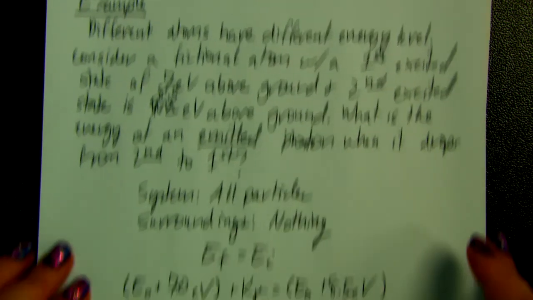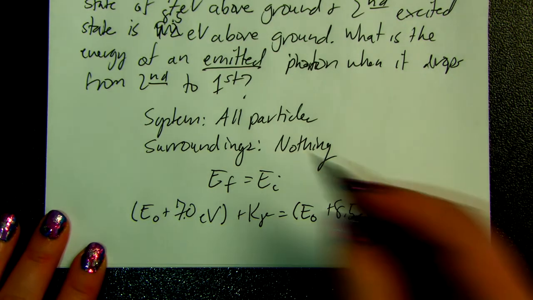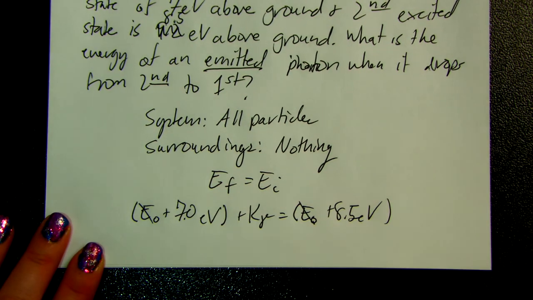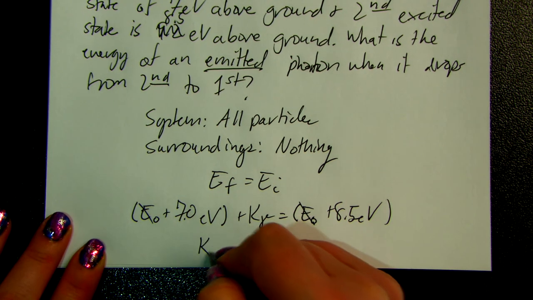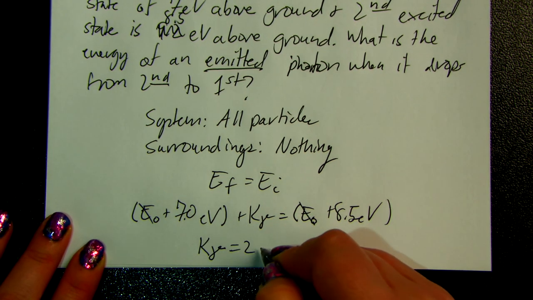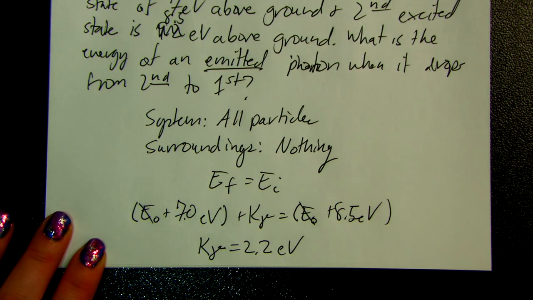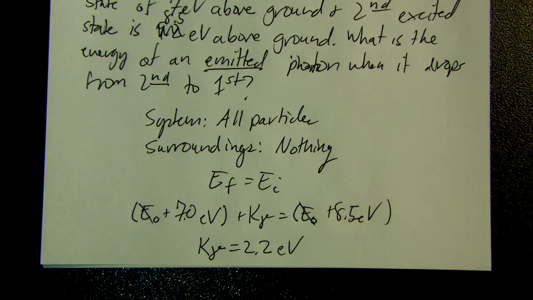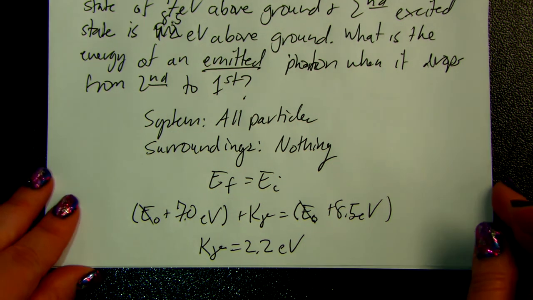8.5 eV. Okay, so we see that this is on both sides, and the kinetic energy of the photon emitted would be 2.2 eV. So that's just how we play this game. Very similar to what we've been doing so far. All right, so moving on.